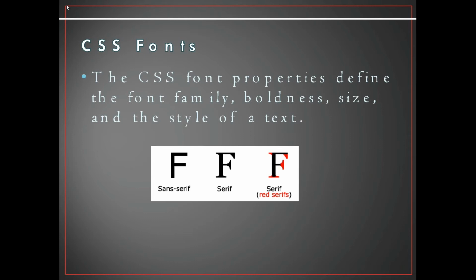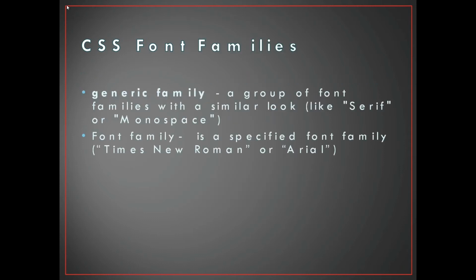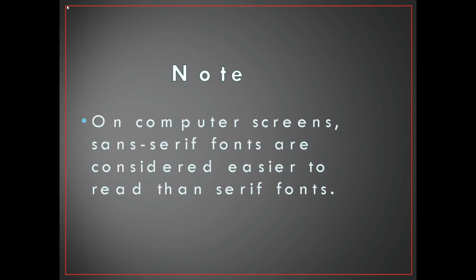And next we are going to see about the CSS font family. In CSS there are two types of font family: generic family and font family. Generic family is a group of font families with a similar look, like serif or monospace. And font family is a specified font family like Times New Roman or Arial. So note that on computer screens, sans-serif fonts are considered easier to read than serif fonts.